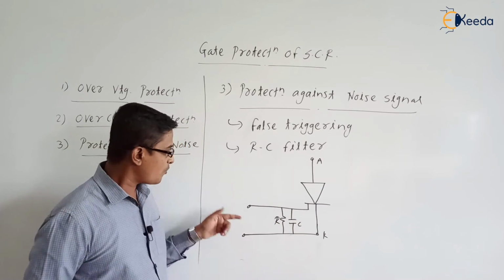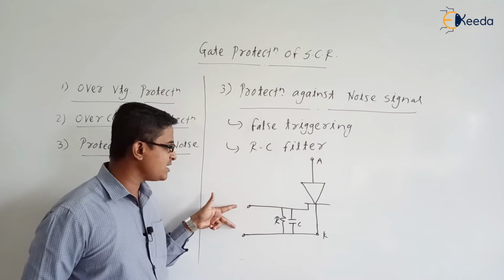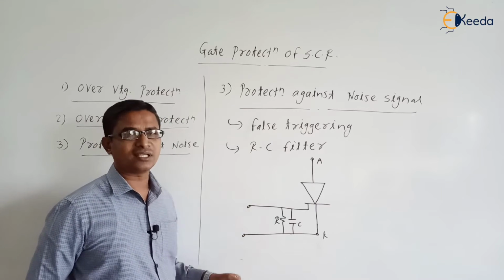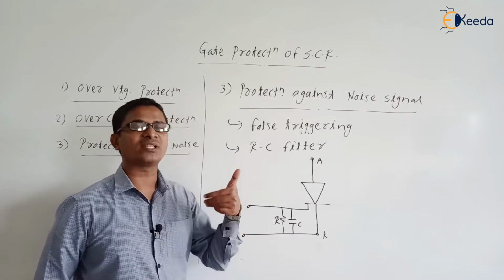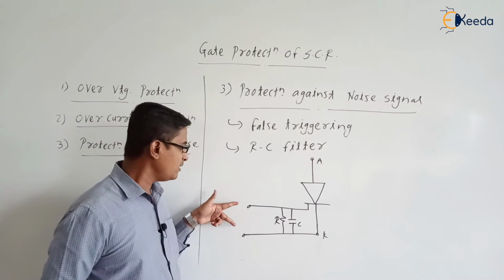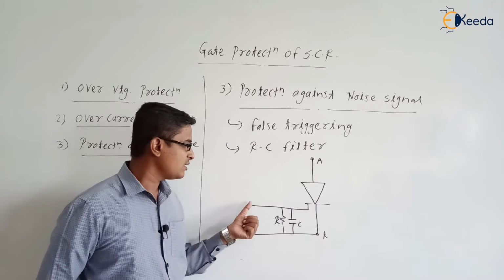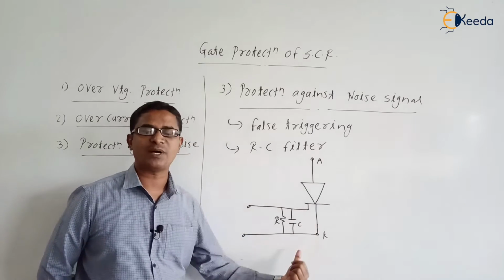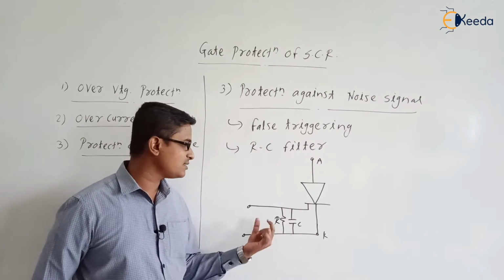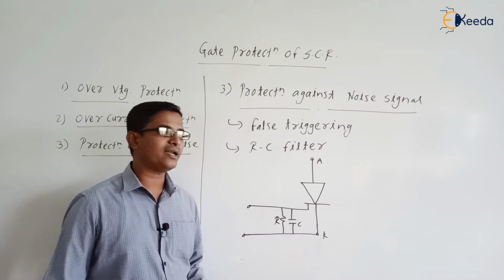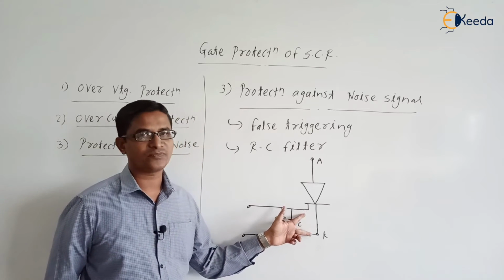So whatever noise signal is injected here, or whatever the induced voltage is due to the noise signal, that induced voltage has the same frequency as the noise signal. So that induced voltage will complete its path through the capacitor only. It means that the noise signal or the induced voltage will not affect the gate and cathode terminal, that is, the voltage Vg. Are you getting the point?